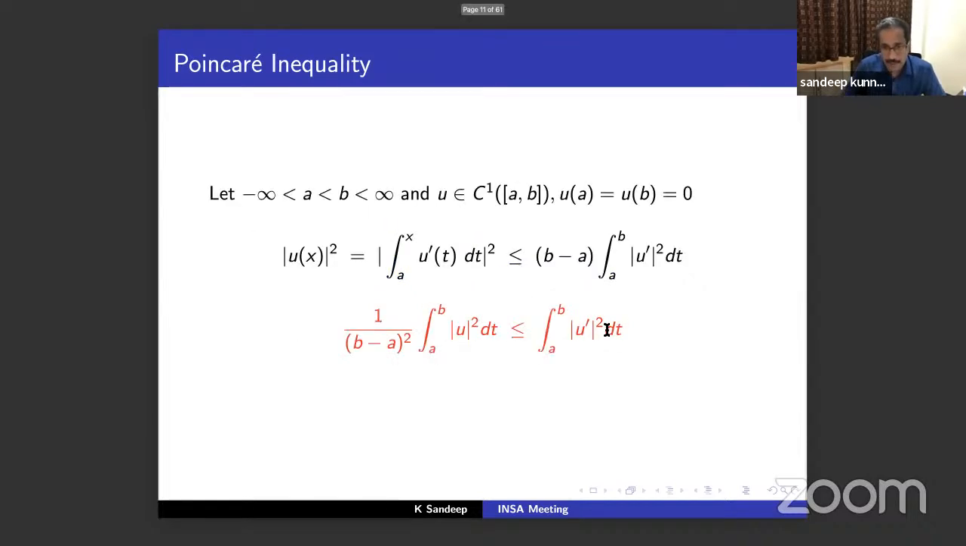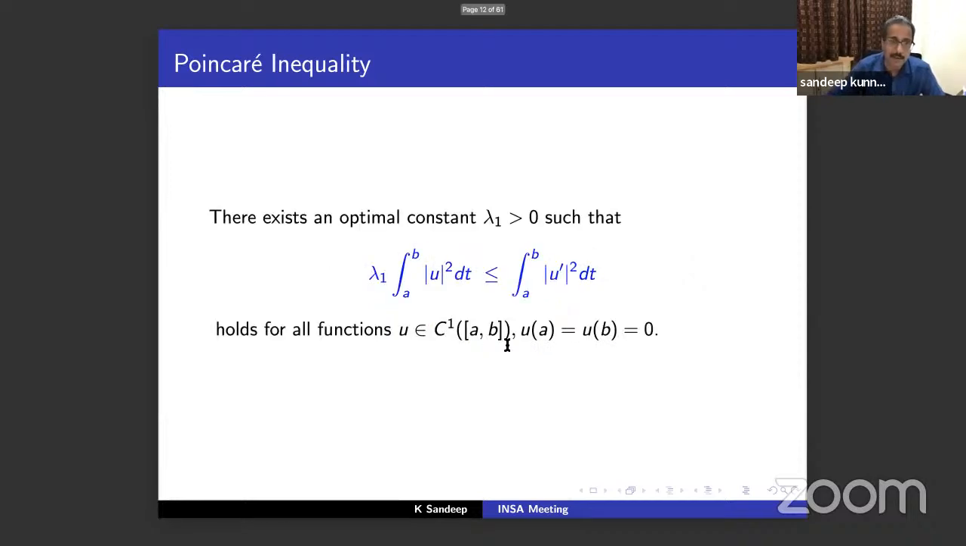Here itself, I showed that there exists a constant with which this inequality is true, but that doesn't mean that this is the best constant. So you can find a best constant lambda 1. There exists a constant lambda 1 greater than 0, such that lambda 1 times the integral from a to b of mod u square dt is less than or equal to the integral from a to b of modulus of u prime square dt. This relation holds for all u in C1 of AB with u of A and u of B equal to 0.